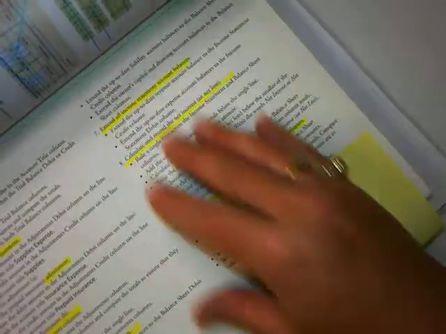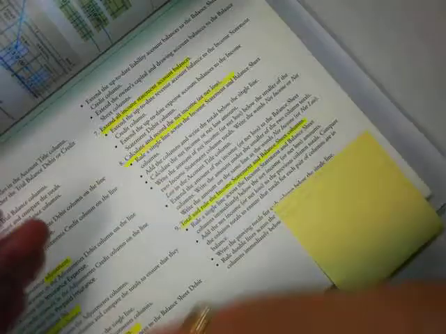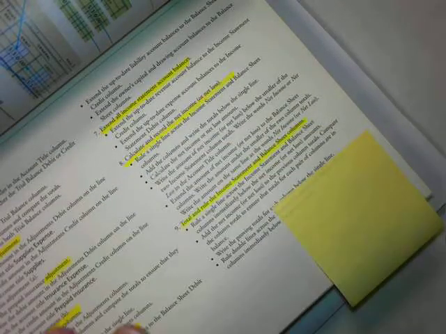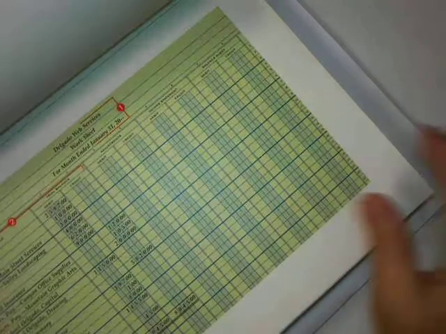Actually, the previous book had like plastic overlays, so you could lay the plastic over and see how it starts changing. But this one did it differently.